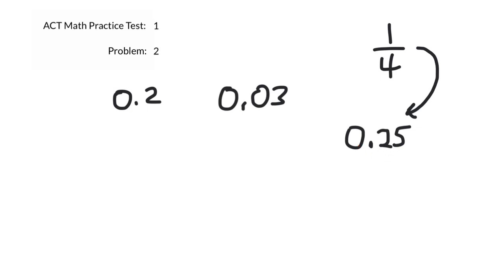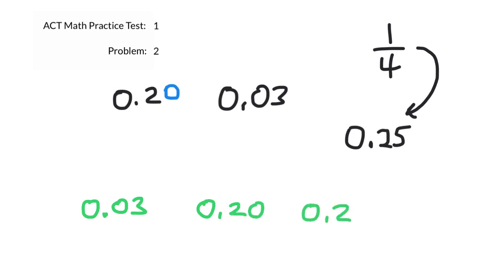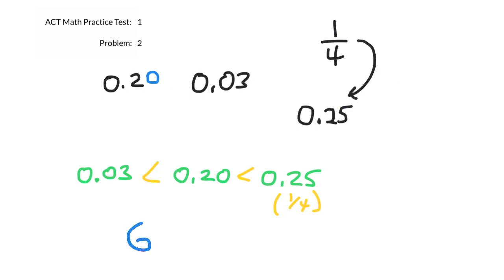So at that point, we can really see which number is greatest, which number is least, because 0.2 is really 0.20. We could think of it that way. So we have 0.20, we have 0.03, and 0.25. So clearly, the order from least to greatest is 0.03, then 0.20, then 0.25, keeping in mind that that's 1/4. And that is why, when you look at it, answer choice G is the answer.